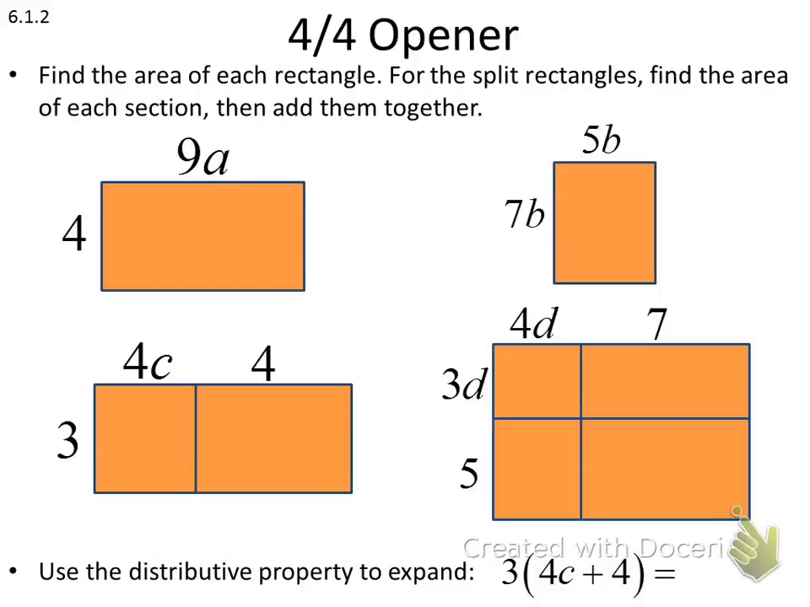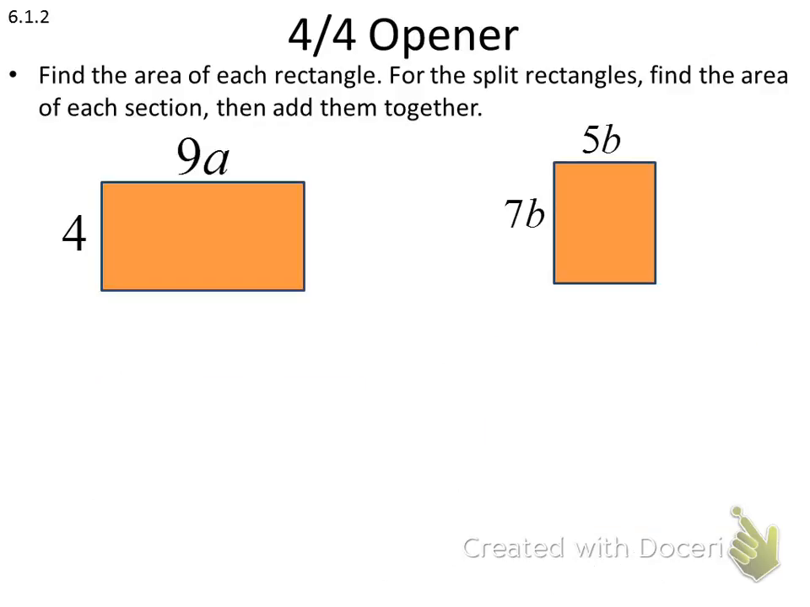So find the area of each rectangle. For the split rectangles, we have to find the area of each section and then add them together. So let's take a look at the first two. So what is the formula to find area?